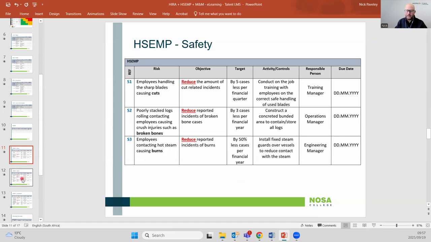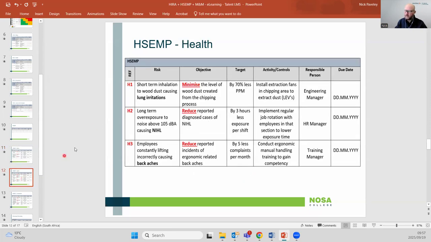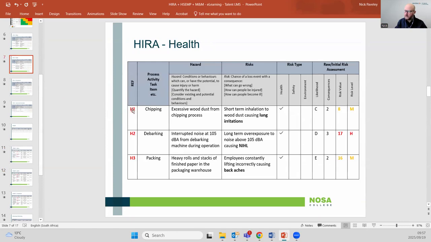From there, let's have a look at my 3 health management plans. So same reference, H1, H2, H3, same risks that I've drawn from my HIRA. So let's just go back to the HIRA very quickly. H1, H2, H3, and there are my 3 health risks.